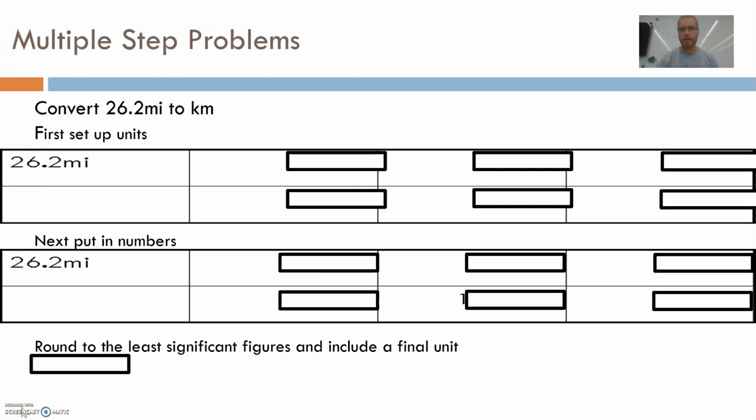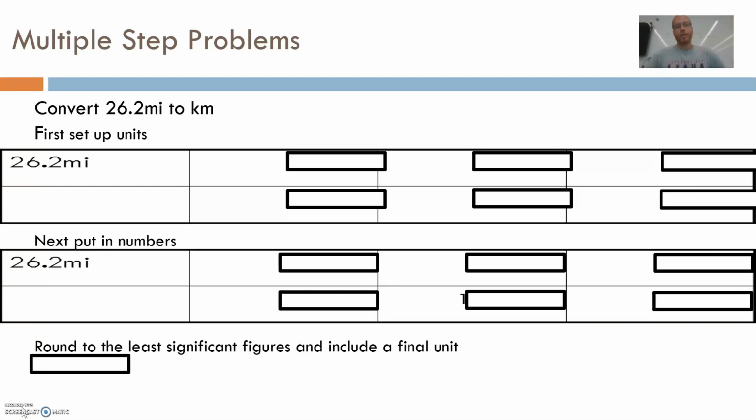So what we're going to talk about now is multiple step dooflachies. For instance, let's say you want to convert 26.2 miles to kilometers. Now, I know you could Google the conversion from miles to kilometers, but that's not what we're doing. We're learning how to do dooflachies.